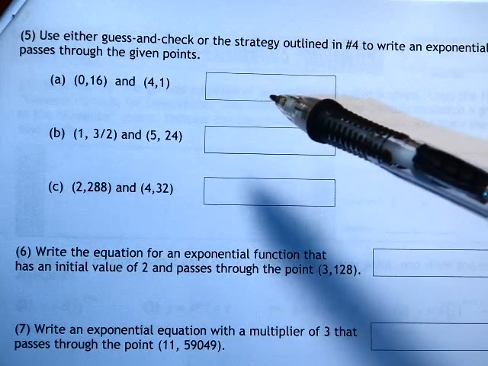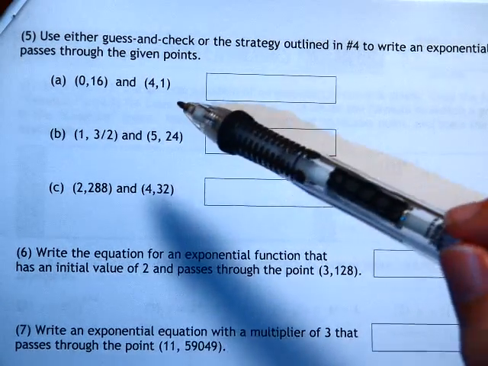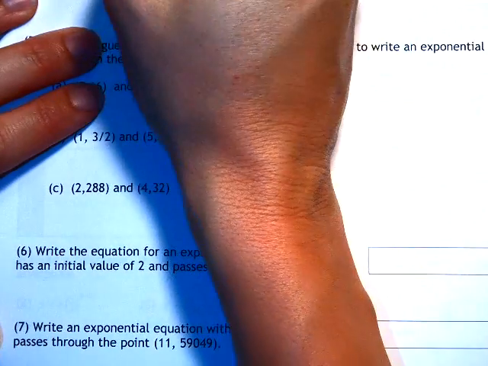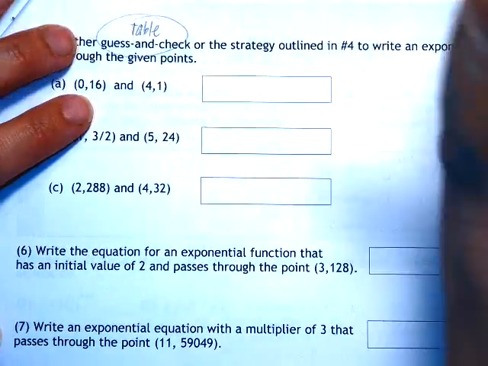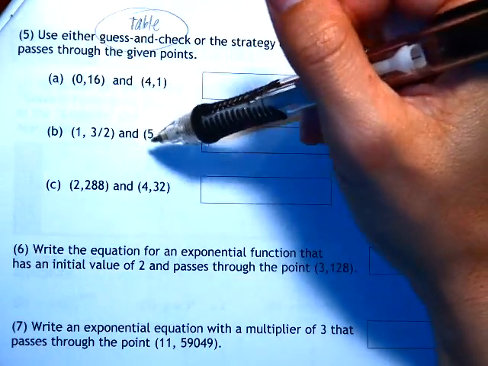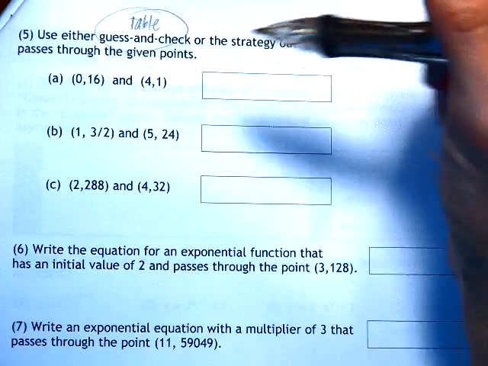If you prefer to use the guess and check strategy, I don't think you'll need a video for me to walk you through how to guess. But my suggestion would be, if you're going to do the guess and check strategy, make a table of values, because I think that's the most useful way of organizing your possibilities and visualizing the multiplication that needs to happen to go from (0, 16) to (4, 1).